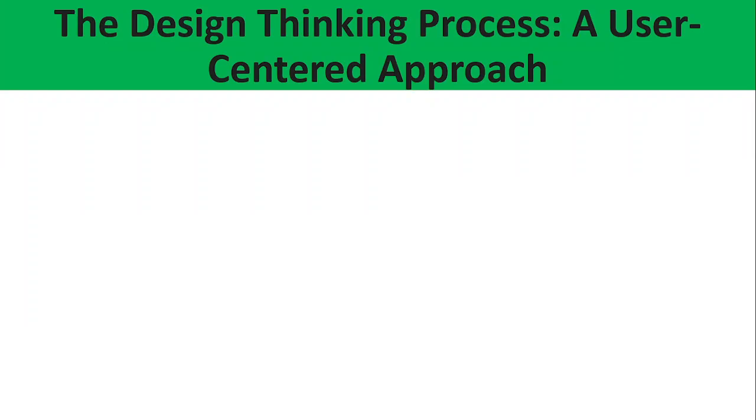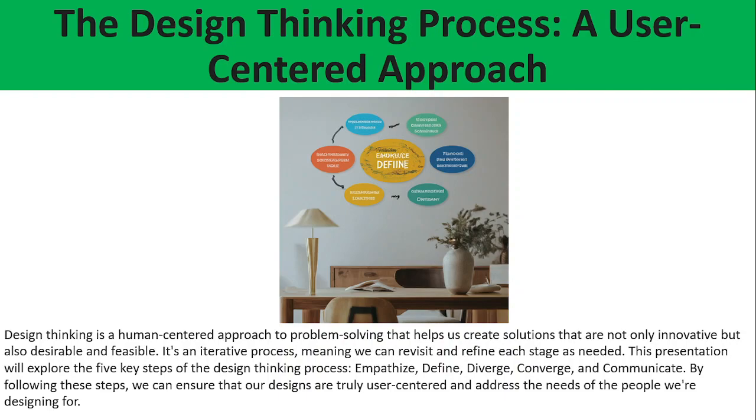Now I want to explain exactly what the design thinking process is, which is a user-centered approach. So design thinking is a human-centered approach. Why is it called a human-centered approach? Because it starts from user needs, the ideation process, and understanding the problem, then you make the prototype, and finally you collect the feedback. Likewise, your process goes on. So the design thinking process is called a human-centered approach to solving problems, which helps us create solutions that are not only innovative but also desirable and feasible.